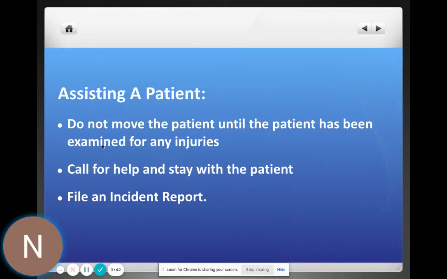So again, after they have fallen or we've eased them to the ground, do not move the patient unless they've been examined for any injuries, obviously. File an incident report and then call for help, and then don't leave the patient. You're going to stay with them.